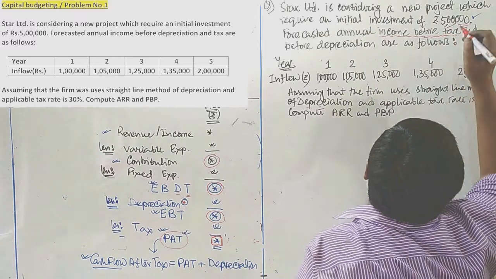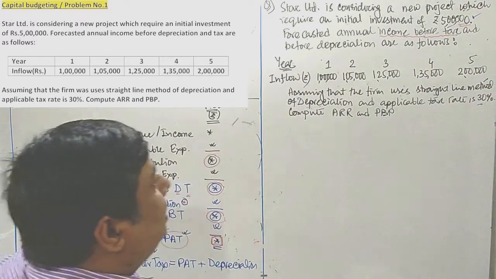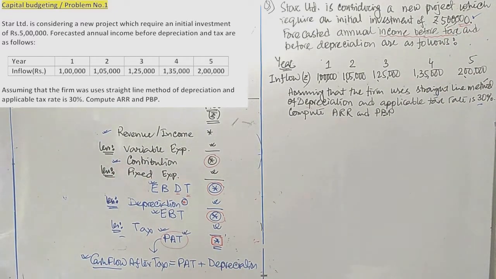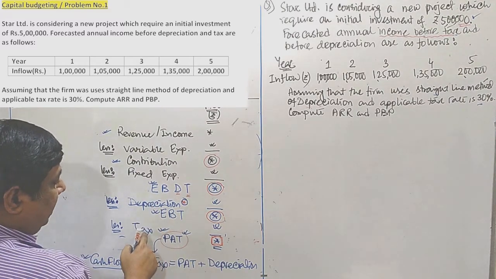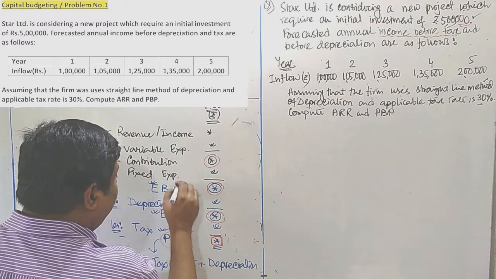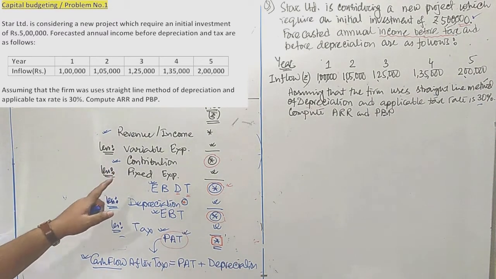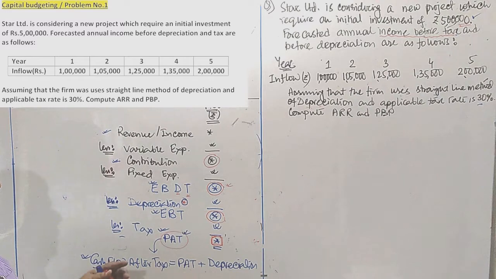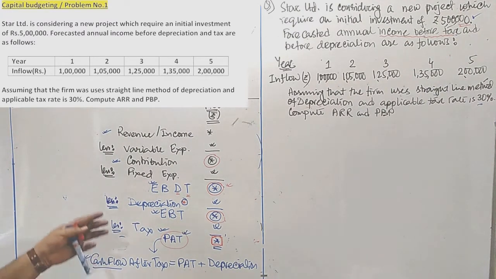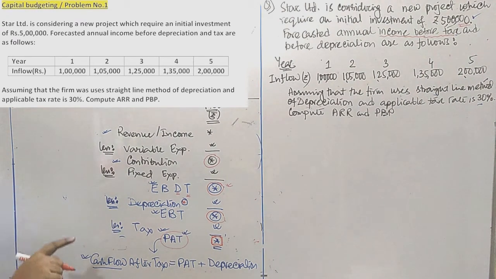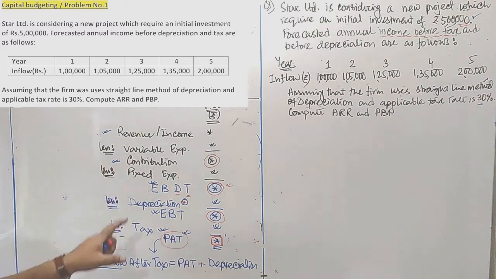Whenever the income items are available, you have to understand which layer of income is available to you. There are different phases of income. Here it is income before depreciation and tax, so EBDT is provided in the given question. Sometimes it is not exactly mentioned what layer of income is provided in the given question. Depending upon the language of the question, you have to understand which layer you should select.